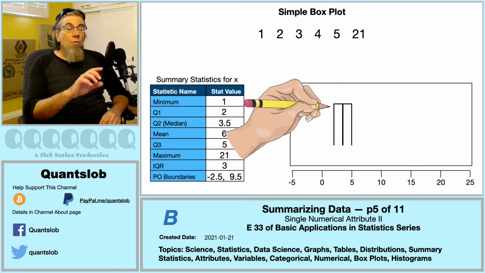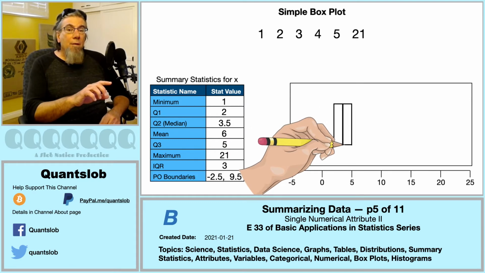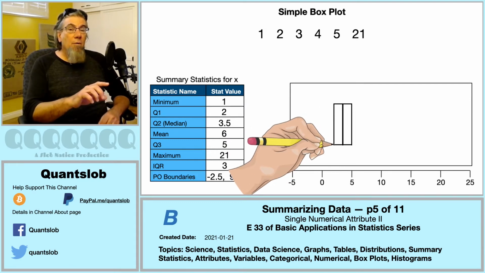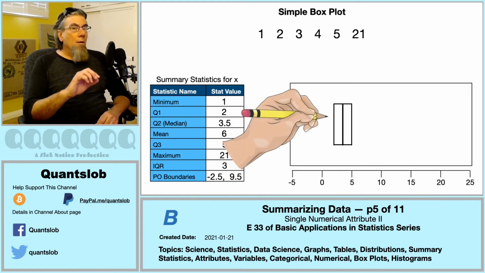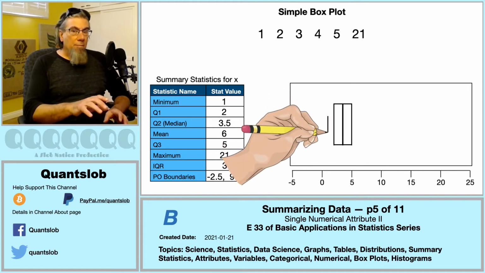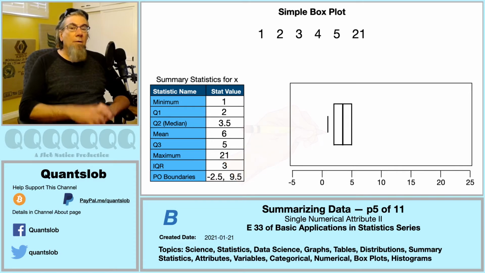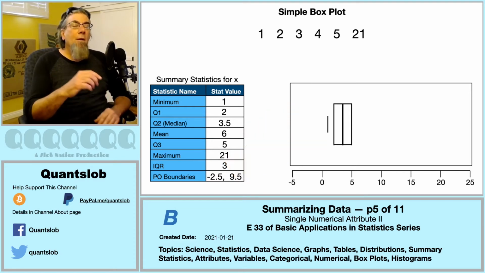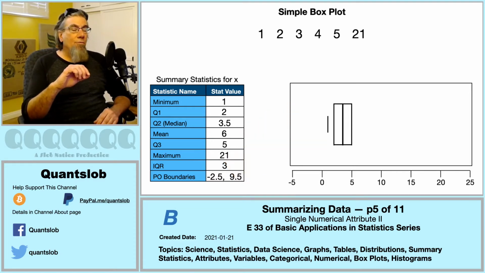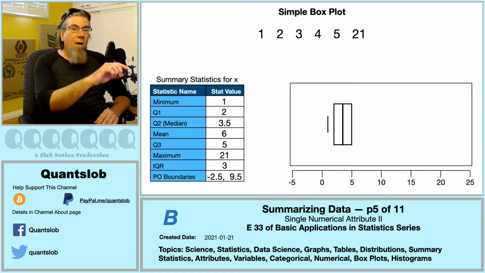Okay, so now moving on. The lower whisker is a shorter segment that is drawn at the smallest value of our numerical attribute that is not a potential outlier. 1 is our minimum value. It is not a potential outlier. Draw a whisker there. Analogously, the upper whisker is drawn at the largest value that is not a potential outlier. Now, 21, our maximum value, is a potential outlier, so that means we need to draw our upper whisker at 5 here.